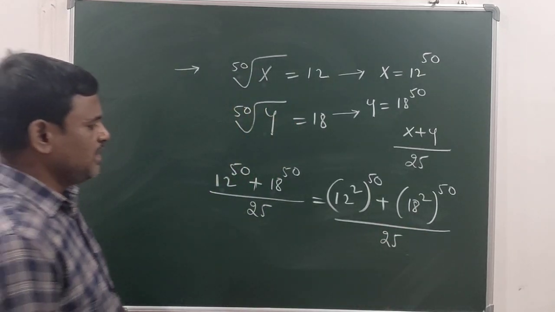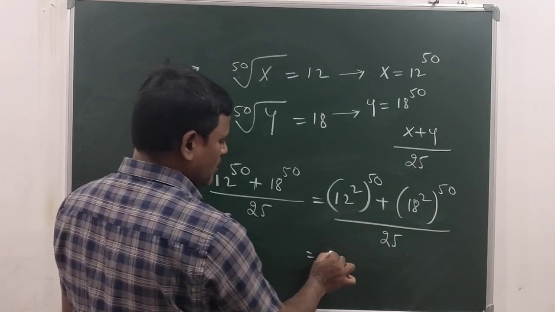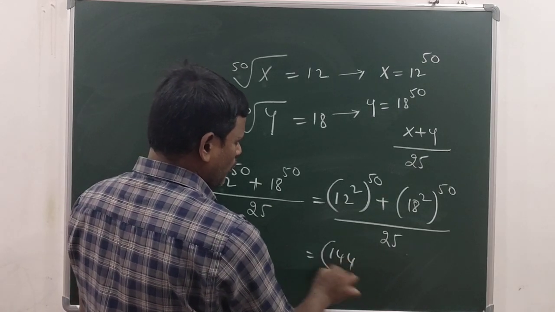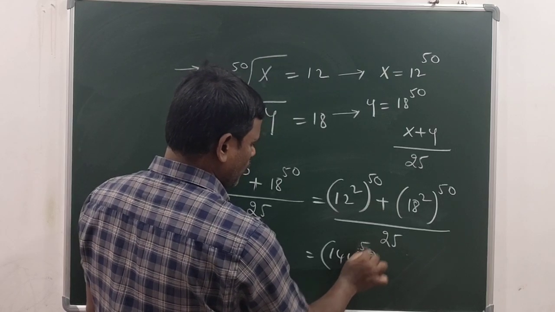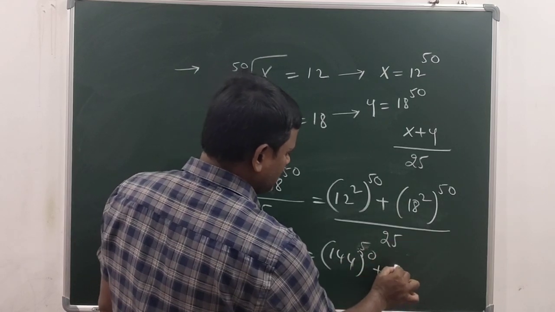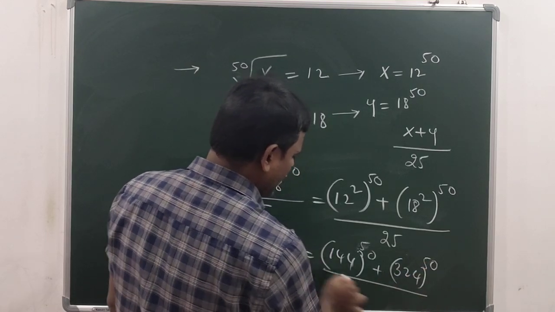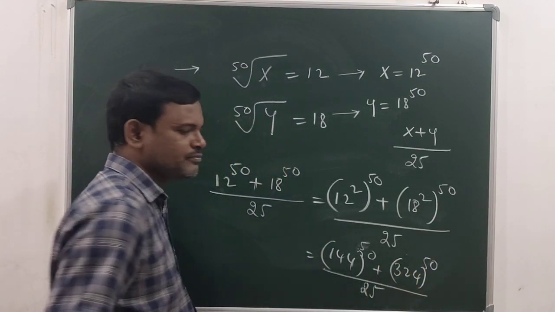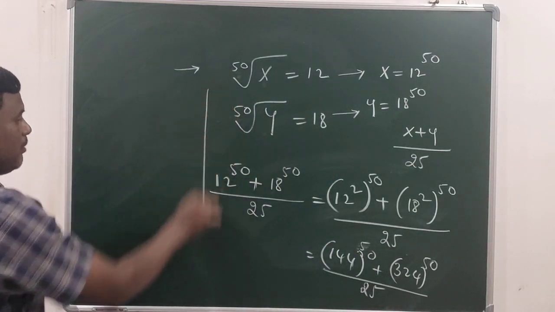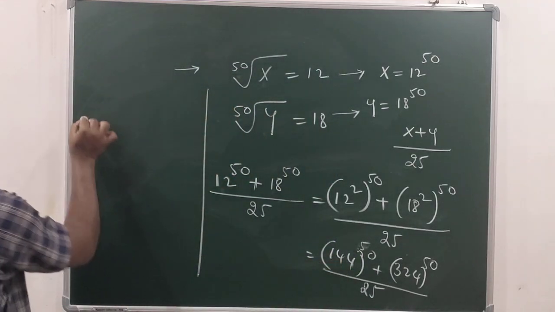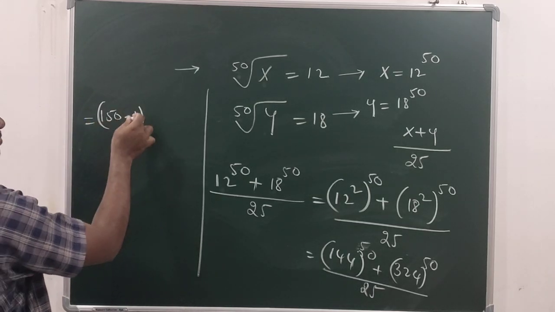Okay students, in the next step, this 12 square, 144, whole power 50, plus this 18 square, 324, whole power 50, by 25. Okay students, so in the next step I am going to write this 144 as 150 minus 1 whole power.